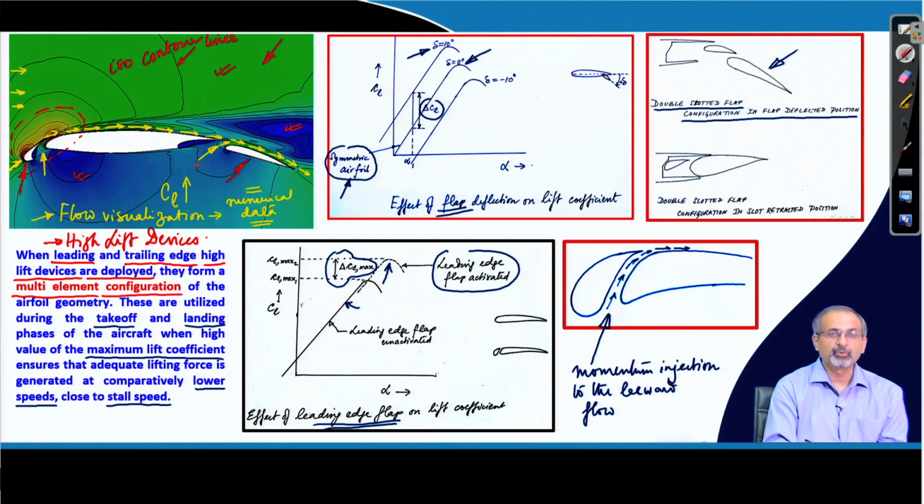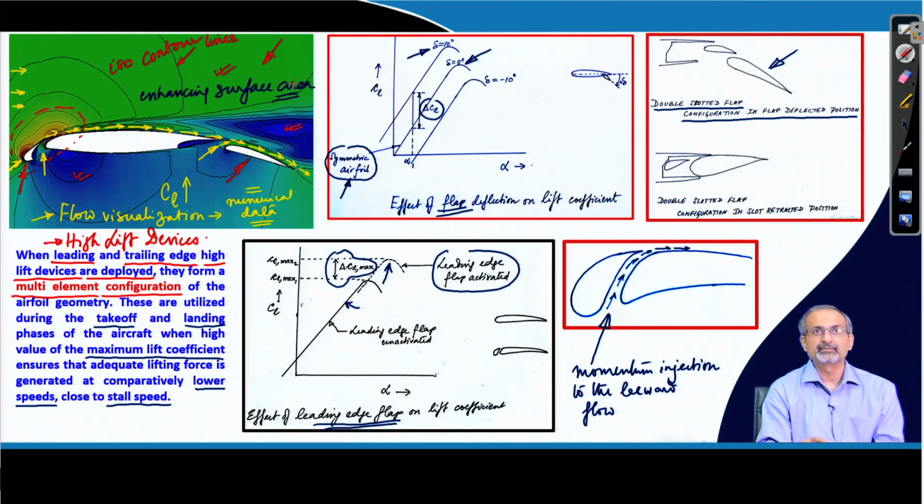Also remember that the moment you deploy these control surfaces, you are also enhancing the surface area, which means the net lift generating capability of the airfoil enhances further because of the effect of the area. It is not only the CL max effect, but it is also the area augmentation effect.